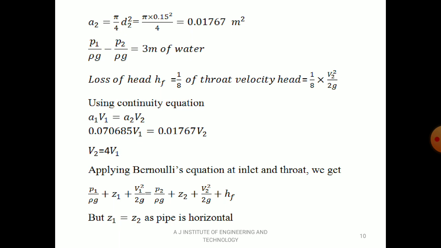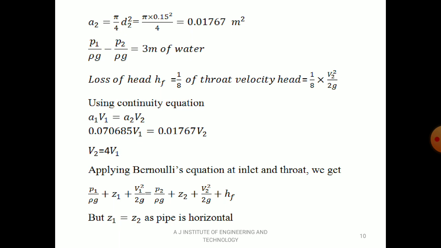Here it is given as 1/8 of the throat velocity head. So the velocity head is V2 square divided by 2g, because it is the throat velocity head. If they give the pipe velocity head, then it becomes V1 square divided by 2g. Here, 1 by 8th of the throat velocity head, that is V2 square divided by 2g. So HF equal to 1 by 8th into V2 square divided by 2g. So just keep it as it is.